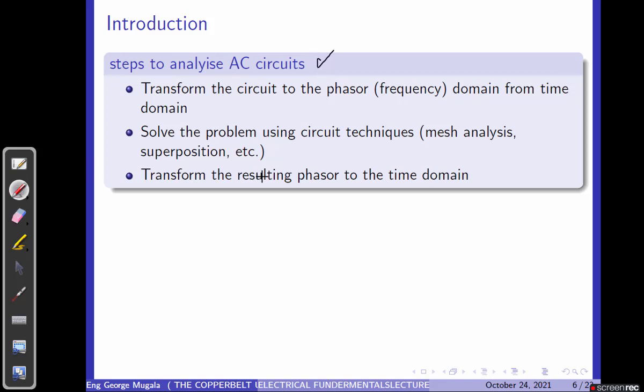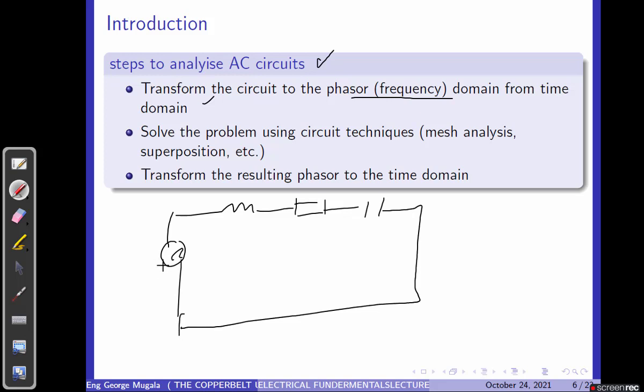How do we analyze AC circuits? The first thing is to transform the circuit from the time domain to the phasor frequency domain. So what does it mean? Let's say this is a supply voltage, and the supply voltage may be changing with time in this manner. We've got to transform the circuit to the phasor, now to the complex format of the circuit.